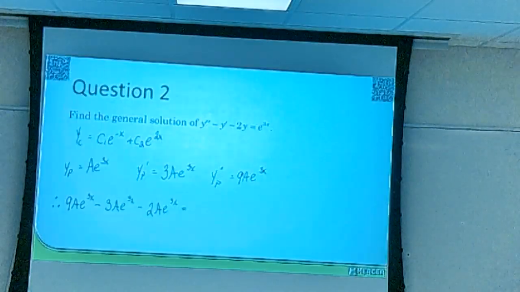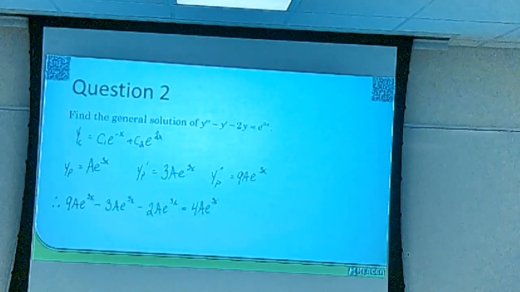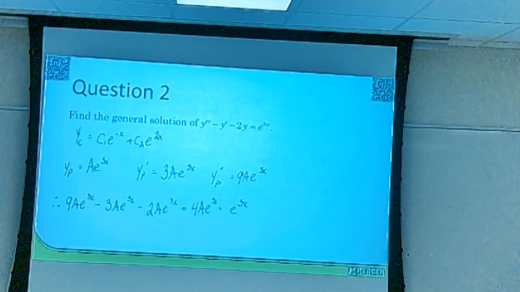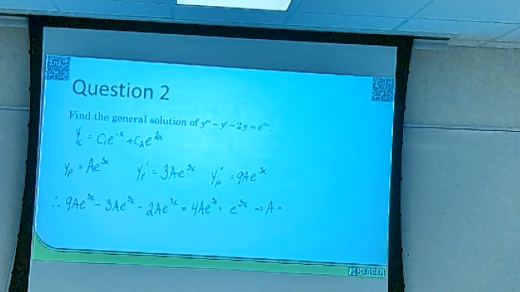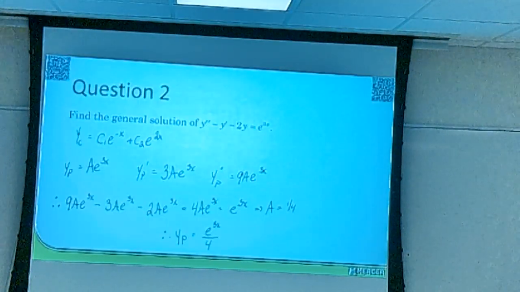Simplify that. That's going to be what, 4a e to the 3x? And that has to equal just e to the 3x. Which means what's a? A is a quarter. So your particular solution is e to the 3x over 4.